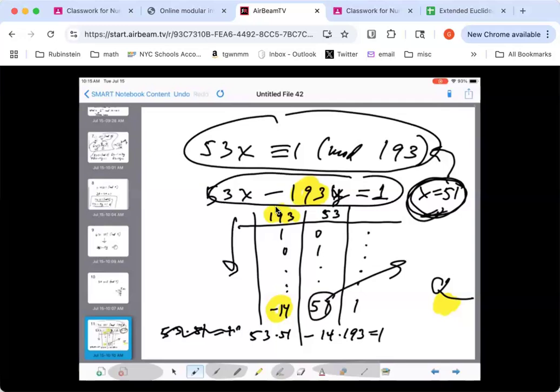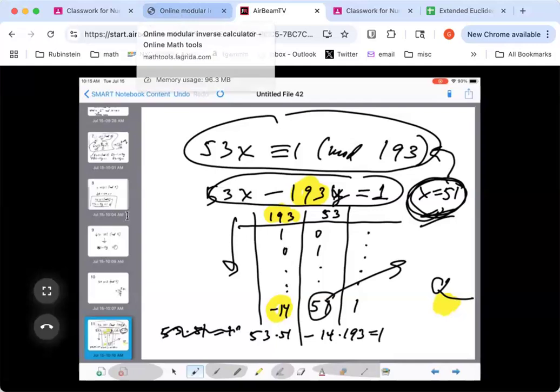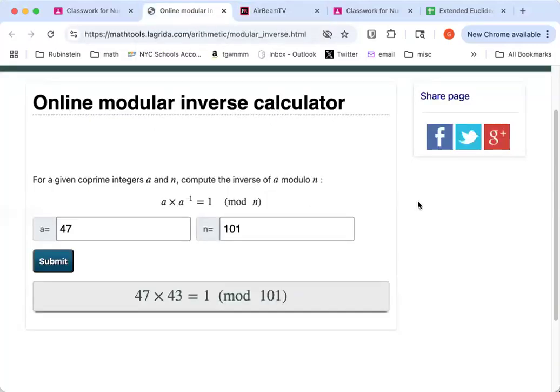And just to verify, here I come over here to the online modular inverse calculator, my trusted friend, and I put 53 here, and I put 193 here, and I hope it says 51, and yes, it did. So the online modular inverse calculator, you actually can use that.